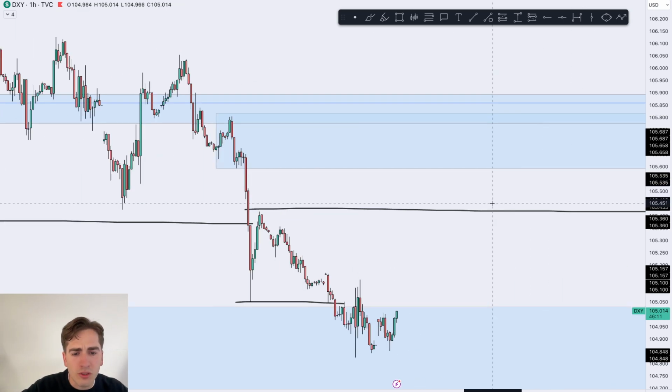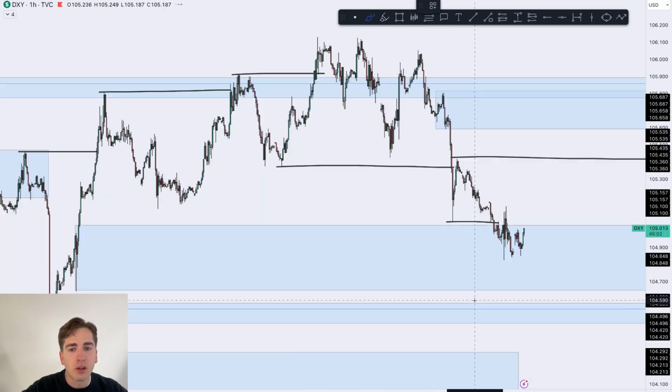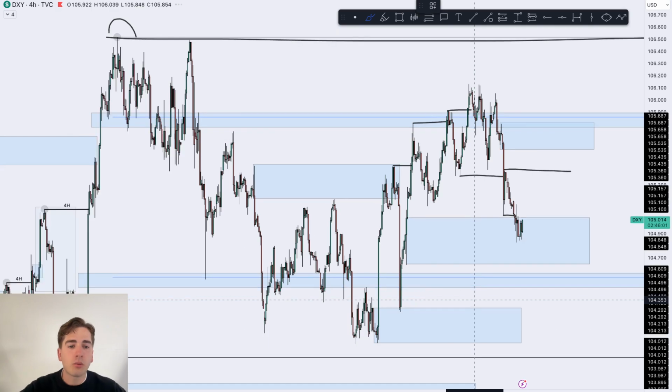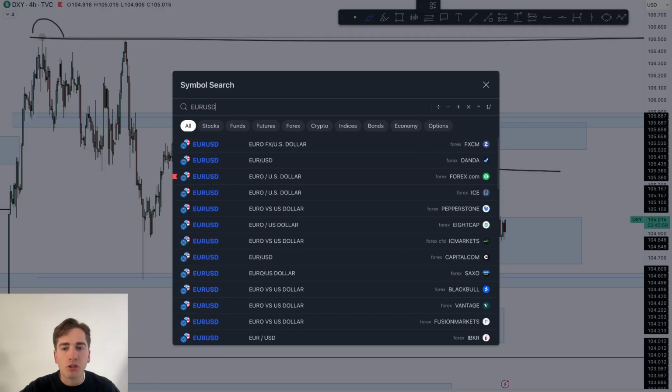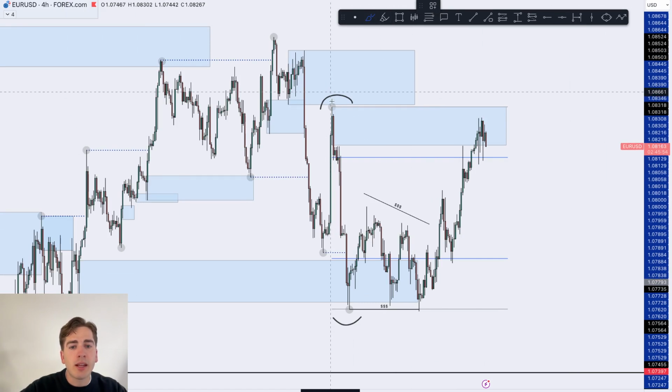Overall, going to the 1 hour isn't really making anything more clear. Very choppy price action since last week, so I'm going to keep it open. What's going to be happening to the dollar index? Let's focus on EURUSD, because EURUSD is currently inside supply. This is our swing high, this is our swing low.